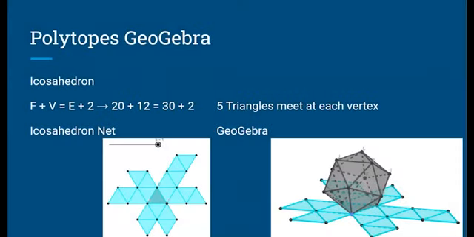The icosahedron. Now, what's unique about these two is, if you think about what we just saw, the number of faces, these essentially were the same, it's just they're set up differently. This one has 20 regular faces, 12 vertices, and 30 edges. Five triangles meet at each vertex. Here we have our two-dimensional net and the three-dimensional figure in GeoGebra.